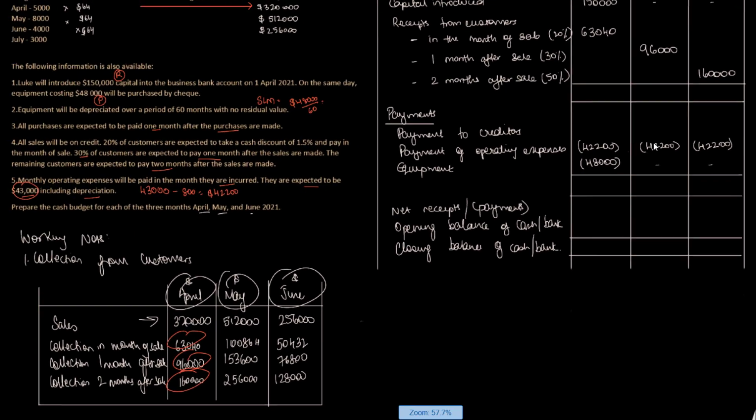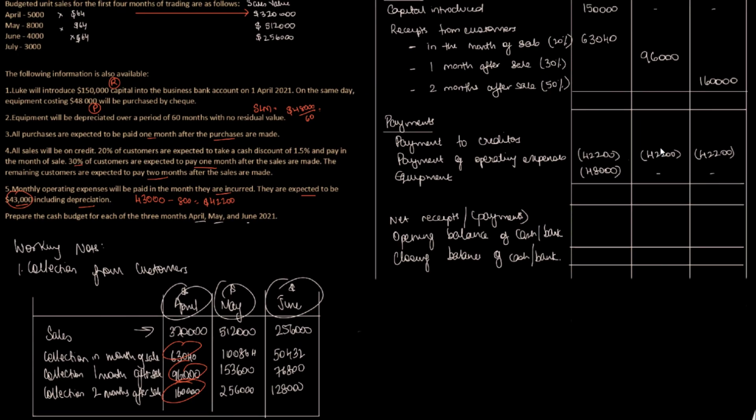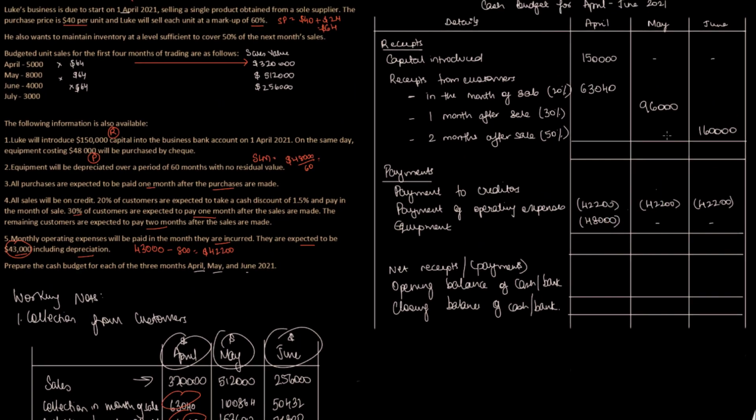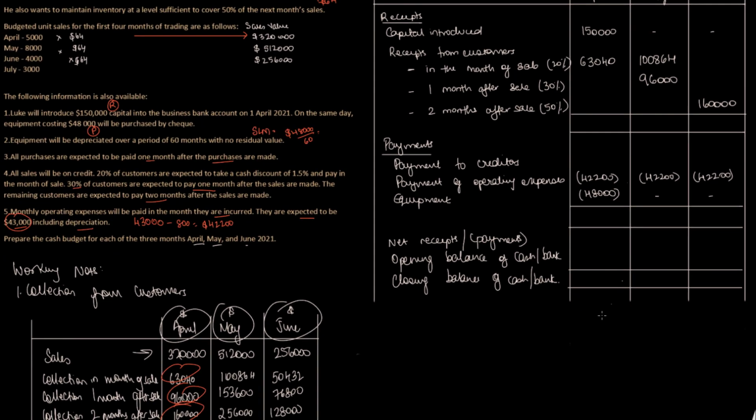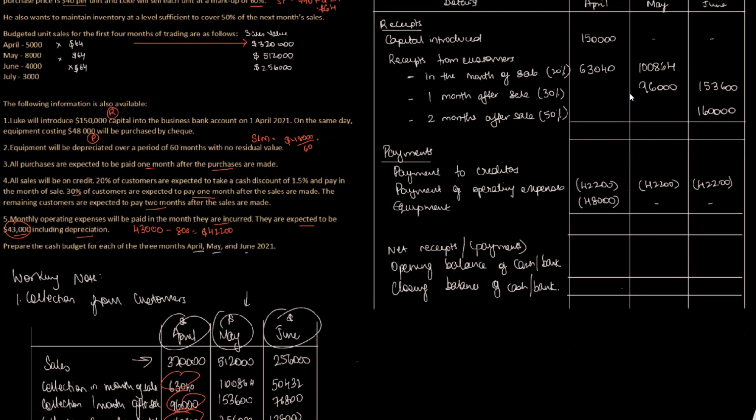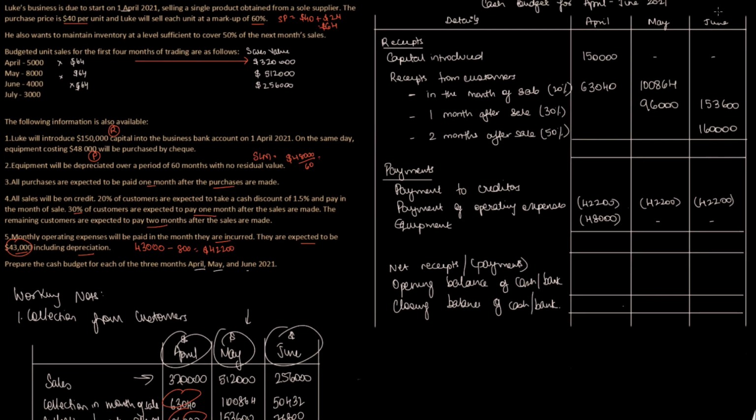So I'm going to go to the May month, and collection in the month of sale 100,864, and collection 1 month after sale is 153,600. So here 153,600. Collection 2 months after sale is not applicable because May month collection 2 months after sale happens in July, and we are not preparing cash budget for July. We are preparing for only April, May and June.